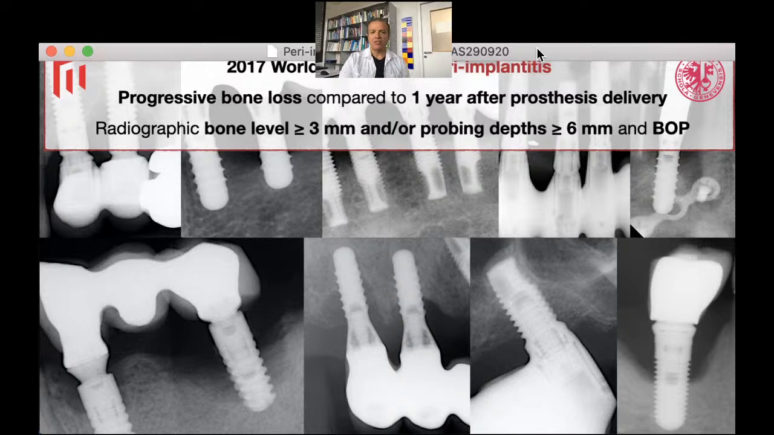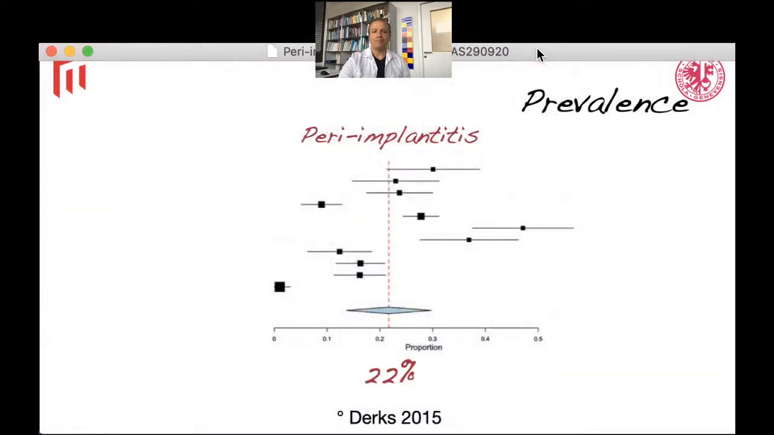Because in many cases we do not have this baseline X-ray, the recent consensus on the classification of periodontal and peri-implant diseases has decided that we need to have a bone level at least 3 millimeters apical to the expected bone level after that initial remodeling phase, and a deep pocket of at least 6 millimeters to define a case of peri-implantitis. How much peri-implantitis do we have?